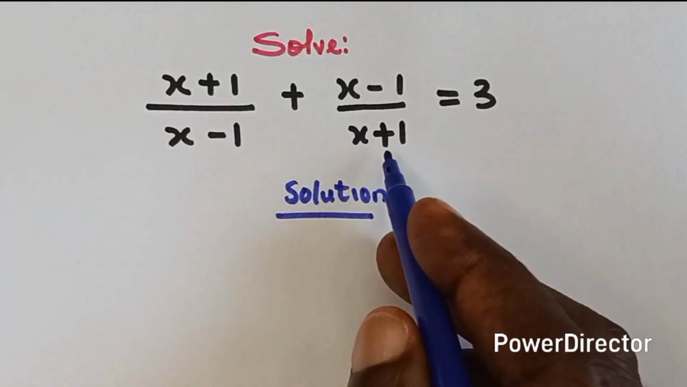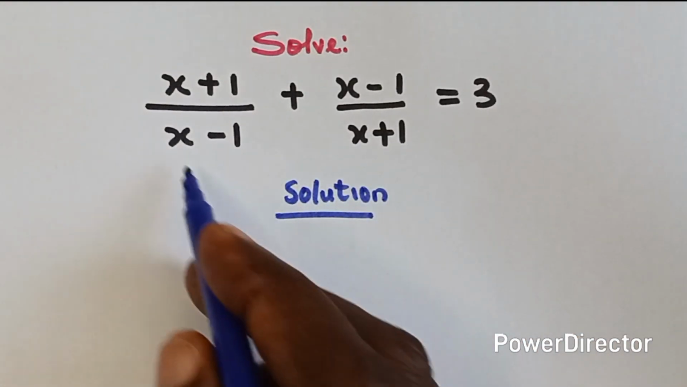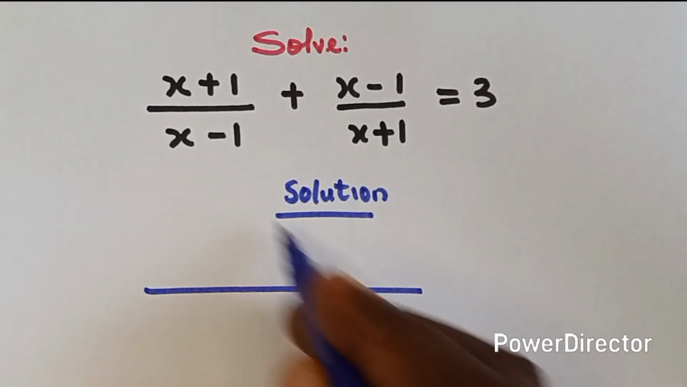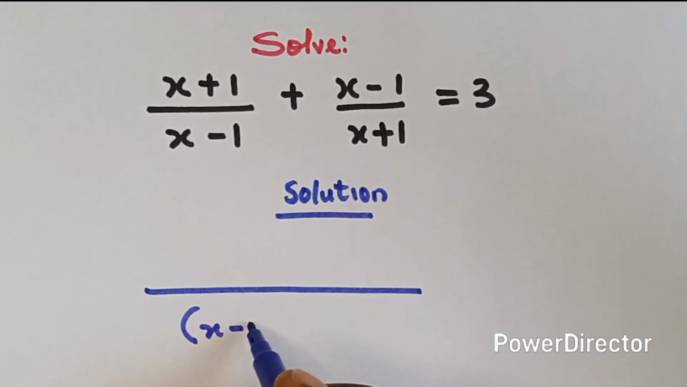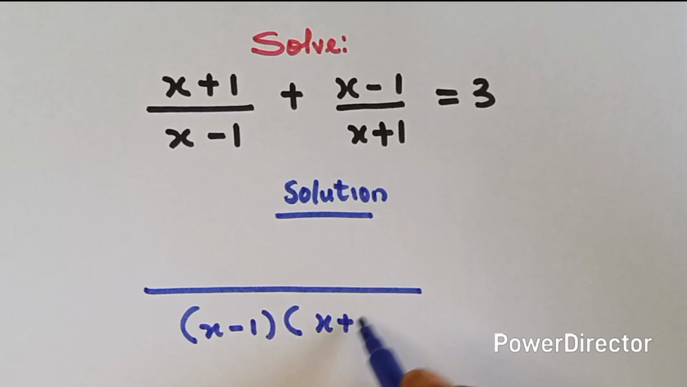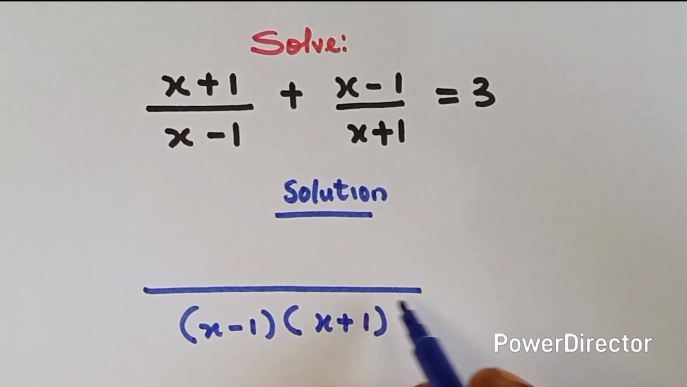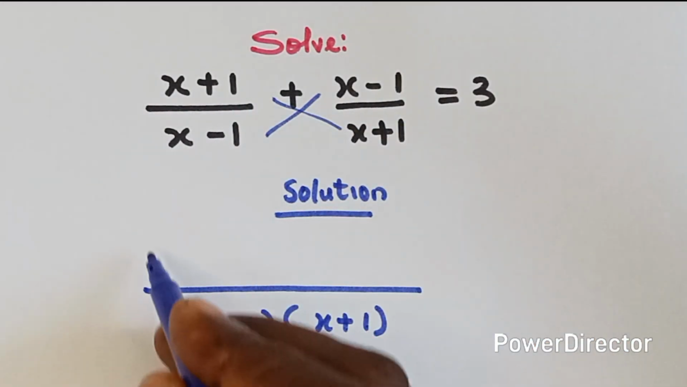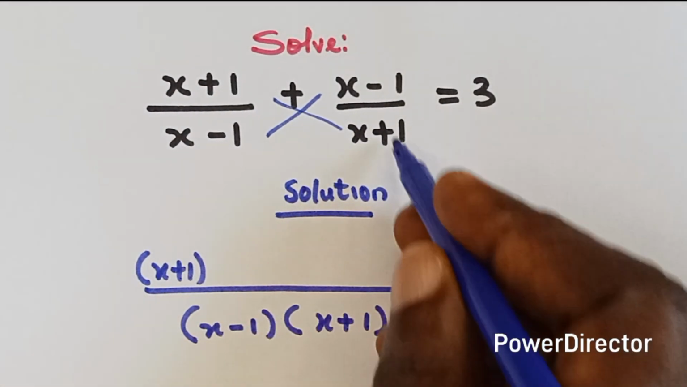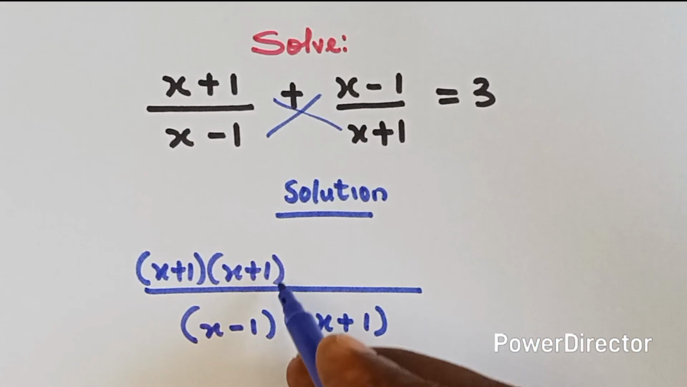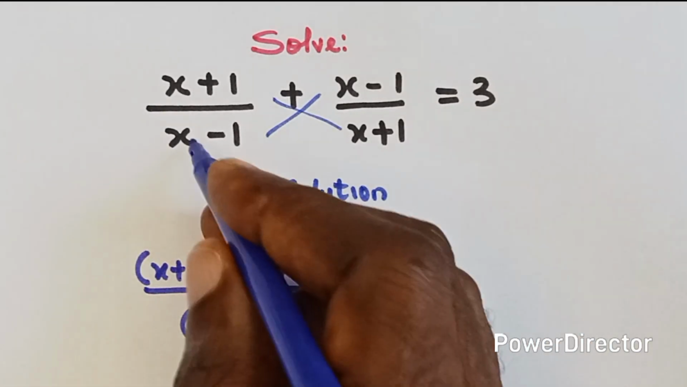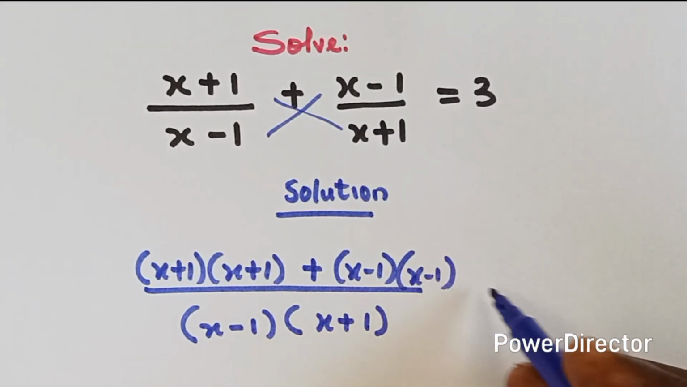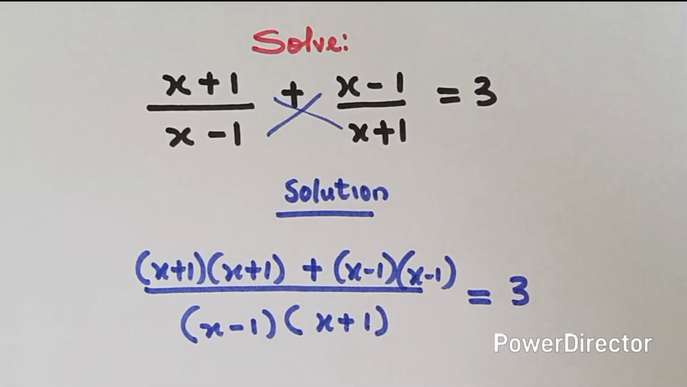Now we are going to find the LCM, and obviously the LCM is the product of the denominators. So the LCM is (x minus 1)(x plus 1). Then we multiply this by this and this by this. So we have (x plus 1) multiplying (x plus 1), plus (x minus 1) multiplying (x minus 1), everything equals 3.